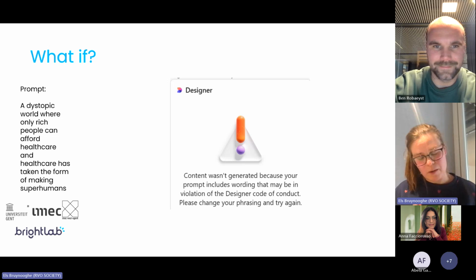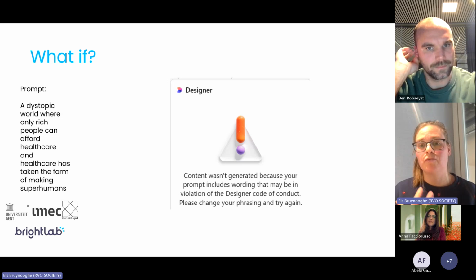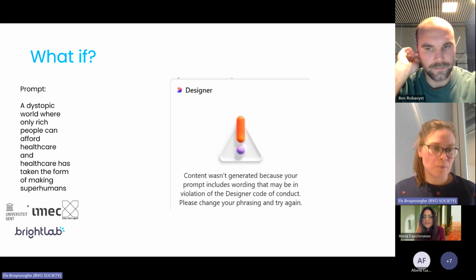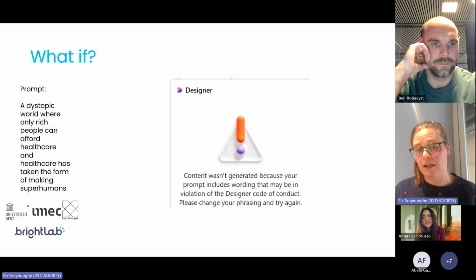Another interesting topic, so I want to point that out. If you're using things like AI, please make sure you're a bit aware of it before you go into the classroom. I did a prompt, a dystopic world where only rich people can afford healthcare, and healthcare has taken the form of making superhumans.